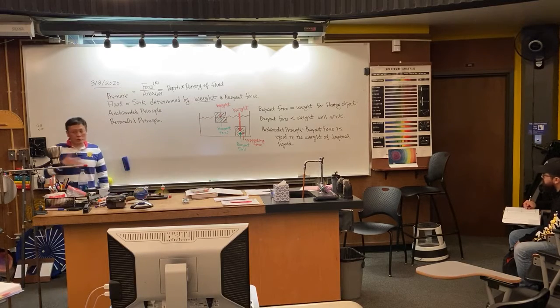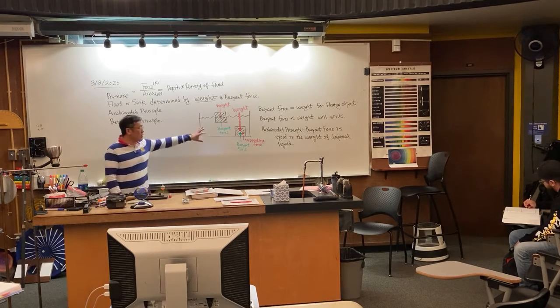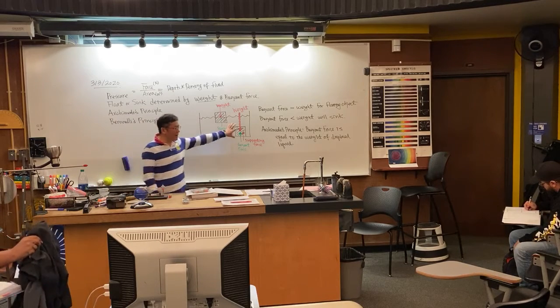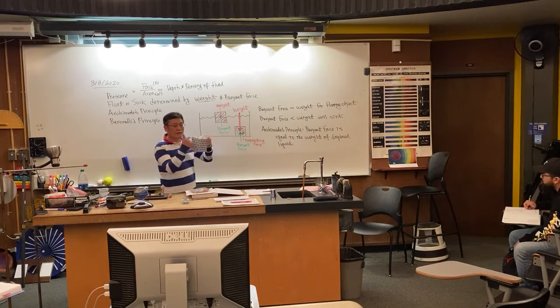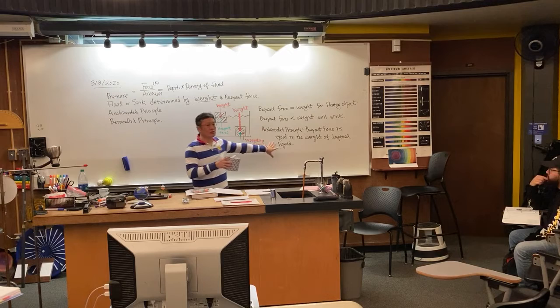So it's equal to the weight of the displaced liquid. If you put a block in this tank, whatever the volume of the block is, if you can calculate how big this block is, then that is the water to be displaced, right? And if you weigh that, not weighing this object, but weighing the volume of the liquid that you displaced, that amount is equal to the buoyant force.